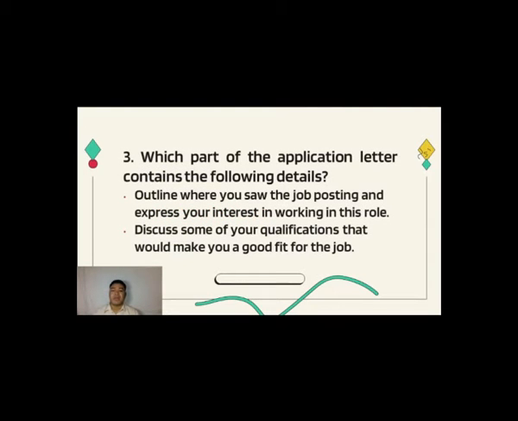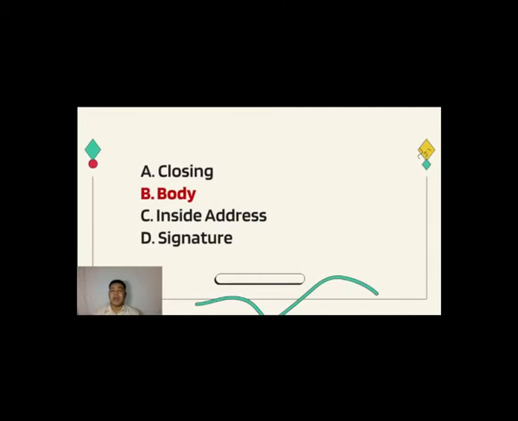Number 3. Which part of the application letter contains the following details? Outline where you saw the job posting and express your interest in working in this role. Discuss some of your qualifications that would make you a good fit for the job. And the correct answer is B, the body.